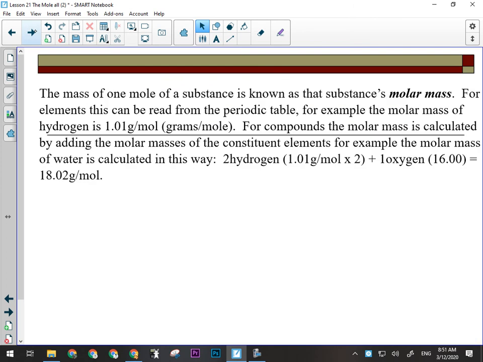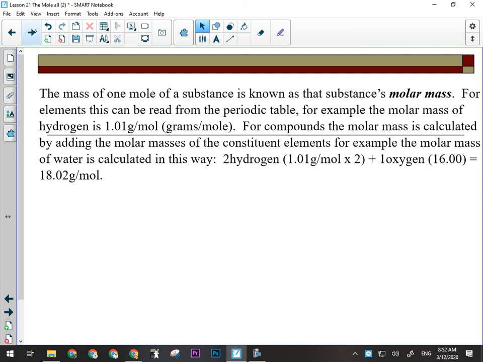So the mass of 1 mole of a substance is known as a substance's molar mass. If we're talking about an element, we just read it off the periodic table. If someone asks me what's the mass of 1 mole of calcium, I would say it's 40.08. I can just read that right off of my periodic table. 40.08 grams would be the mass of 1 mole. What if I want to figure out what the mass of 1 mole of a compound is?